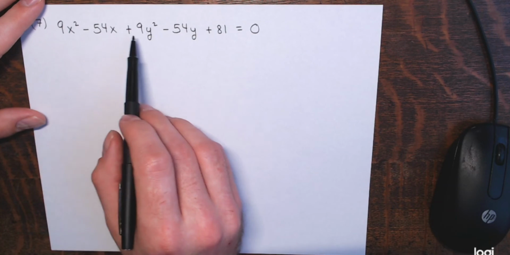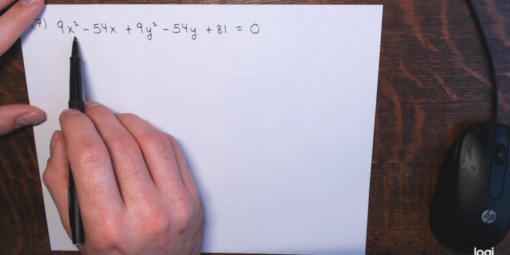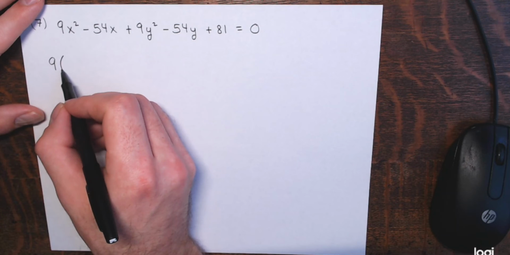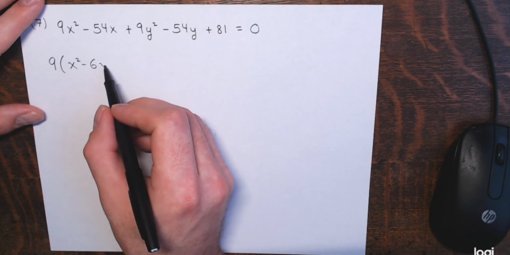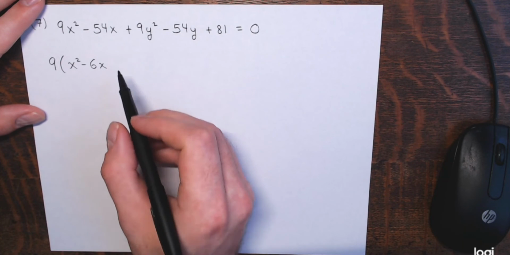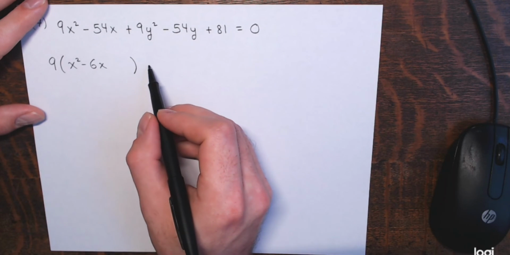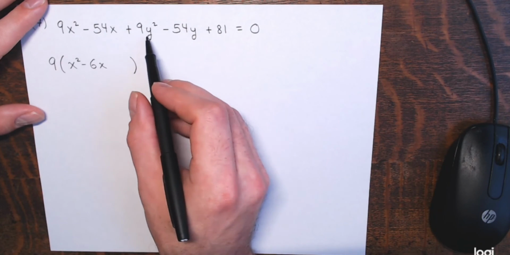Now it's already set up where the x and y terms are together. So from the x terms, I'd factor out 9. So we have 9 times then x squared minus 6x. And then I'm going to leave some space to complete the square. All right, then on the y terms, I'm doing the same thing. I'm going to factor out 9.